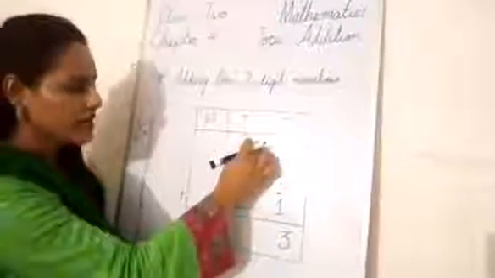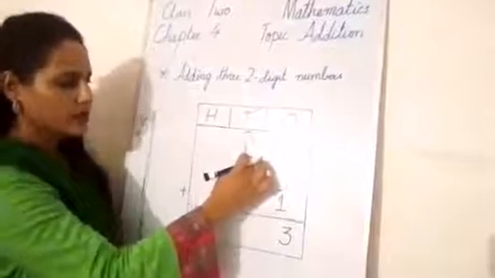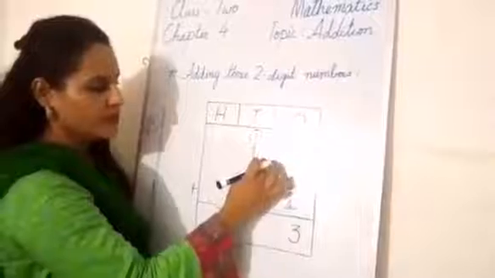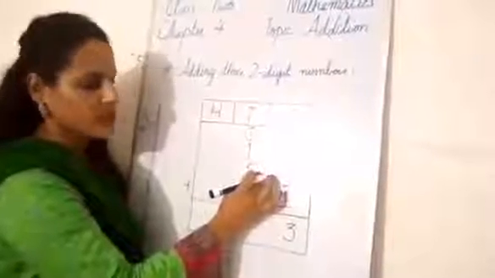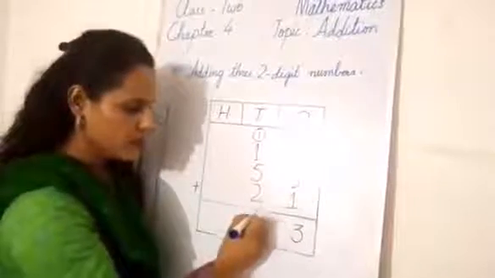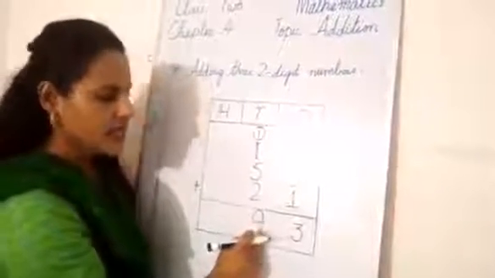And now we will add tens. 1 plus 1 is equal to 2 and then 2 plus 5 is equal to 7 and 7 plus 2 is equal to 9. So the answer is 93.